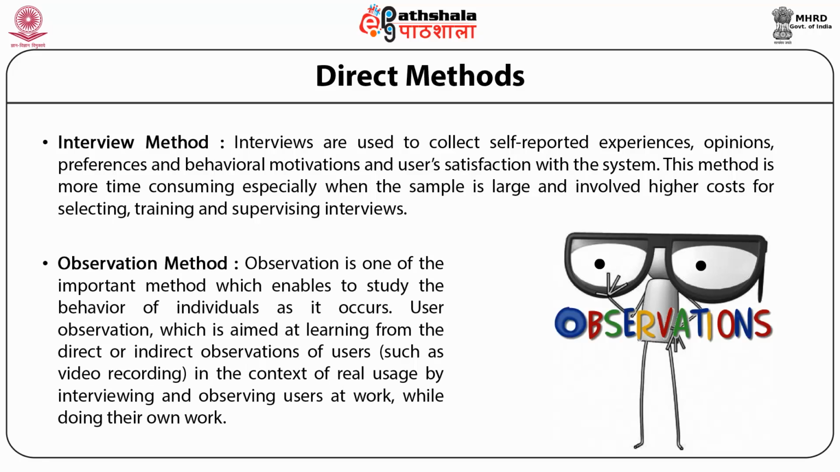The second one is observation method. Observation is one of the important methods which enables us to study the behavior of individuals as it occurs. User observation is aimed at learning from the direct or indirect observations of users, such as video recording, in the context of real usage, by interviewing and observing users at work while doing their own work. Systematic observation can be defined as a particular approach to quantifying behavior. This approach is typically concerned with naturally occurring behavior observed in a real context. These methods are most reliable and precise, but they are also very expensive.